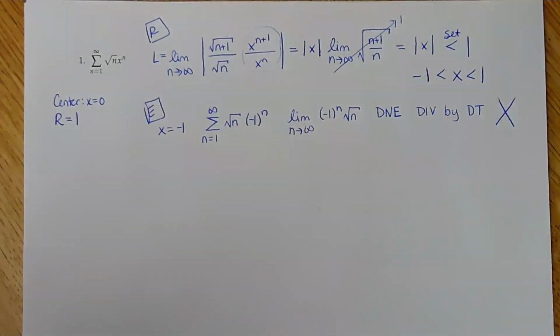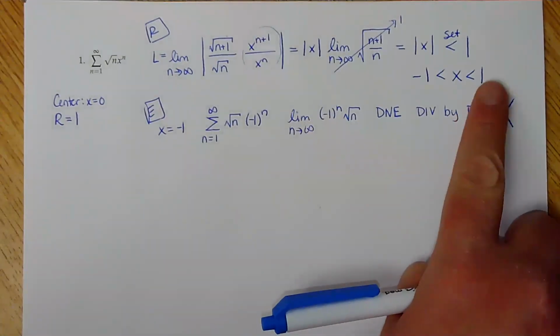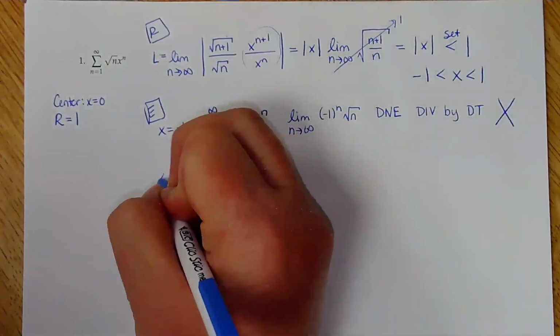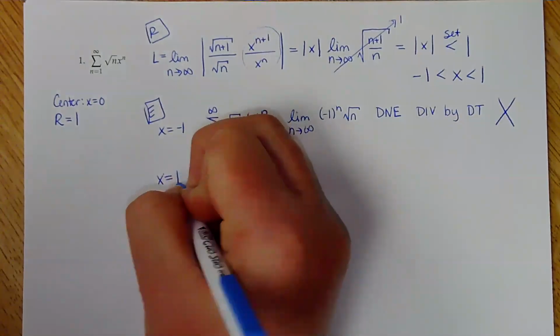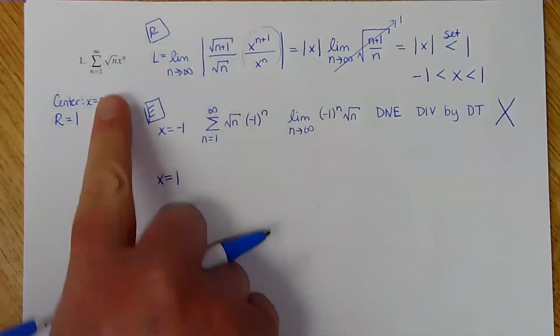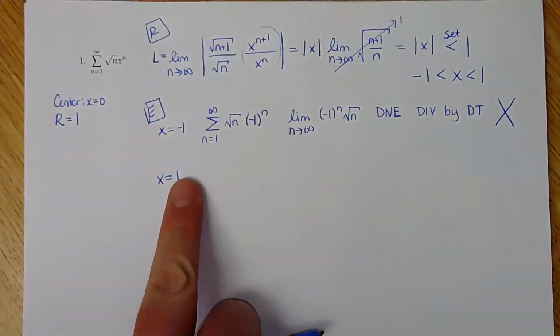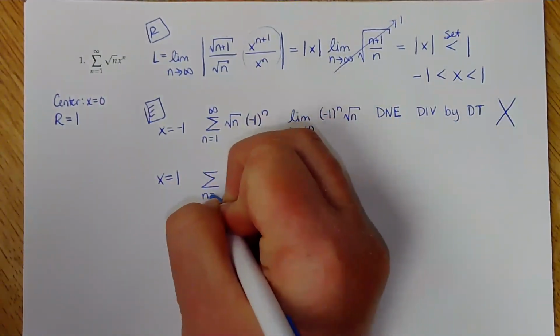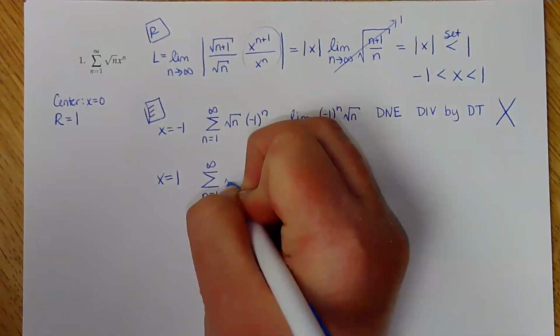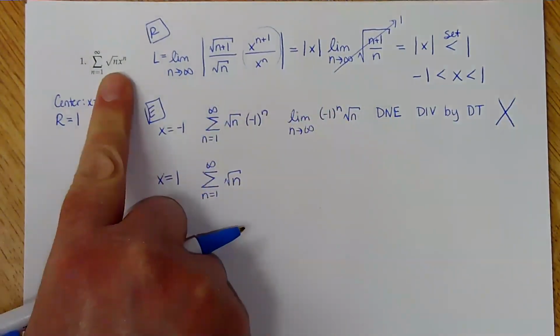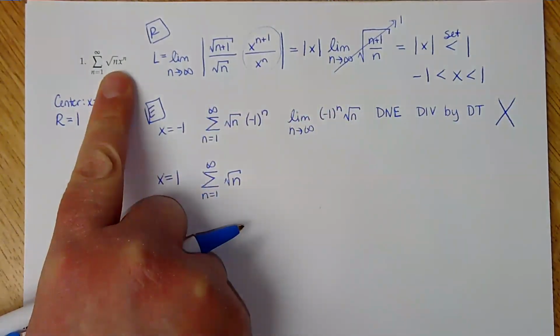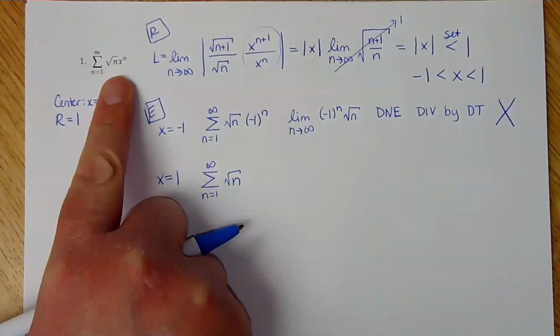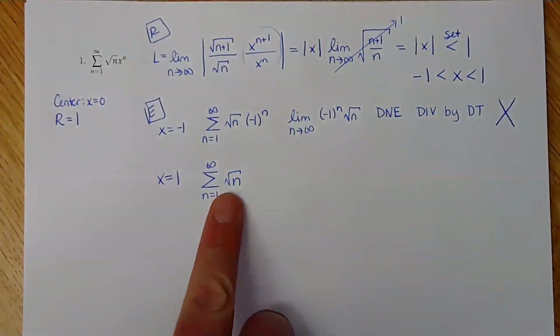Okay, and then let's check the other endpoint. So my other endpoint would be this +1. So we'll see if that one gets included or not. And again, I'm going to replace this x here with this +1. So my new series is going to be n equals 1 to infinity of root n. And if I replace this with a +1, I get 1 to the n, which is just 1. Okay, so I don't need to write anything else down.